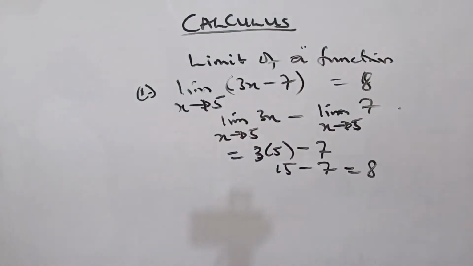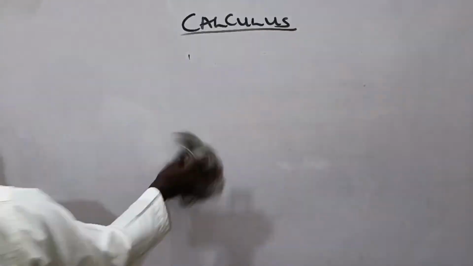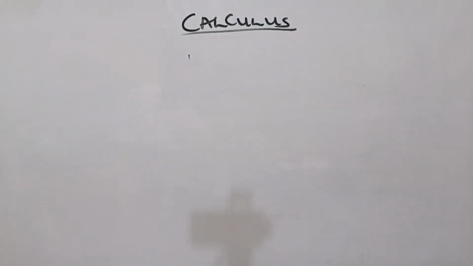So that is how to find the limit of a function. That is what is expected. Another example is when we have the limit of a function in form of fraction. If we have it in form of fraction, what do we do when we have the limit?